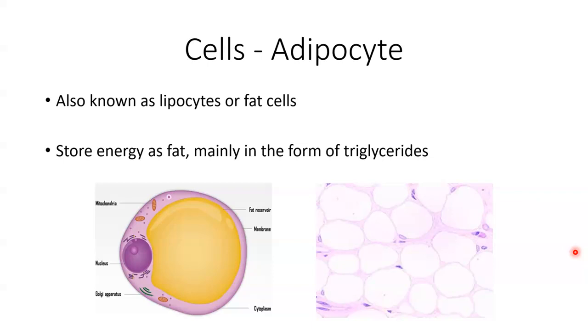Adipocytes can store large amounts of triglycerides and can provide the body's energy for long periods of time. That's why when people go missing and they don't eat for a couple of days, even up to a couple of weeks, they can survive because we can use that stored triglyceride.